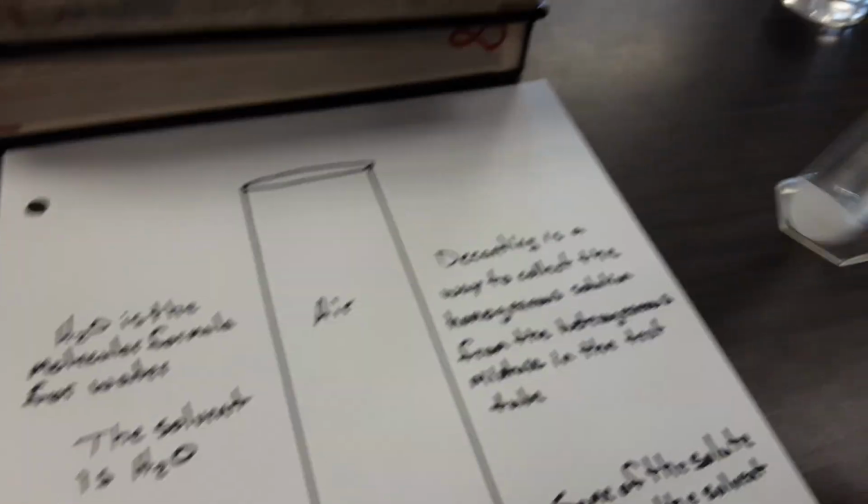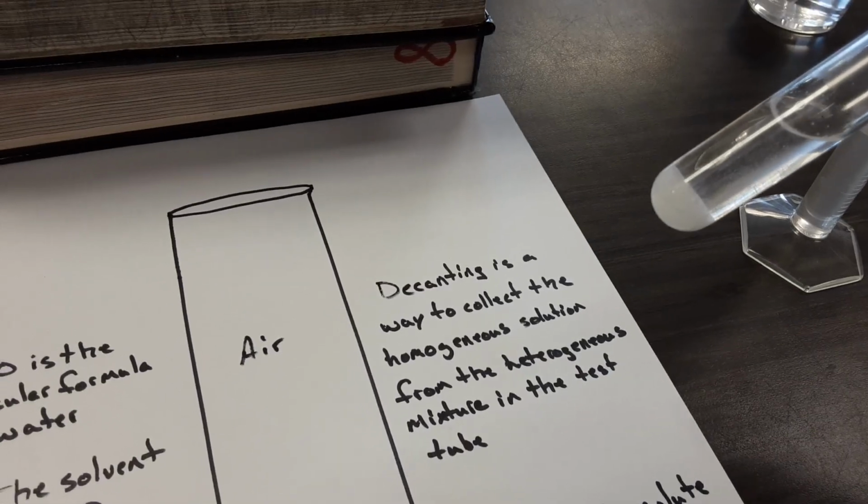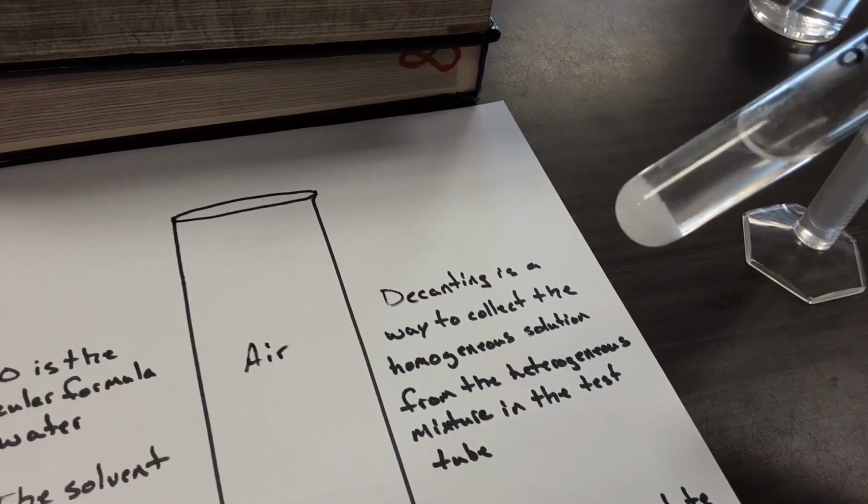In a hetero, this is heterogeneous because it's not all the same. We can see that there are two different things, at least two different things in this test tube.